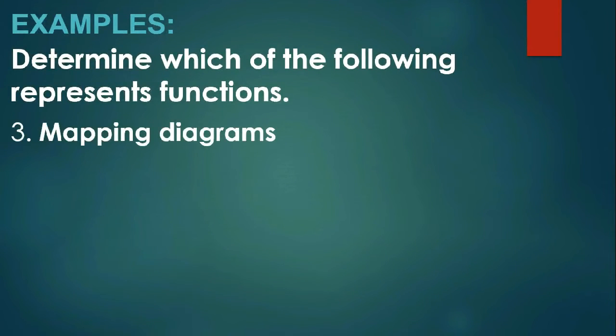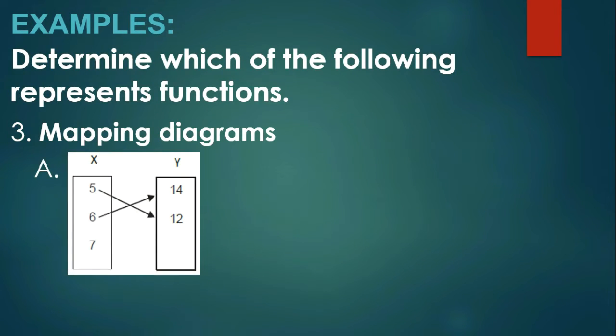What if it is represented by mapping diagrams, just like in our story? The first one, we have si 5 naka-pair kay 12, si 6 naka-pair kay 14, pero we can clearly see na si 7 ay hindi na i-pair sa kahit anong element ni y. By that fact, we can immediately say that this is just a relation. It is a mere relation. So, bakit siya mere relation? May kaisa-isang element si first set na hindi na i-pair kay second set.